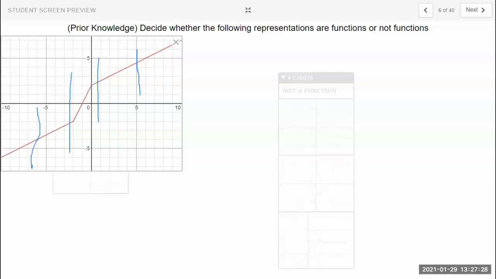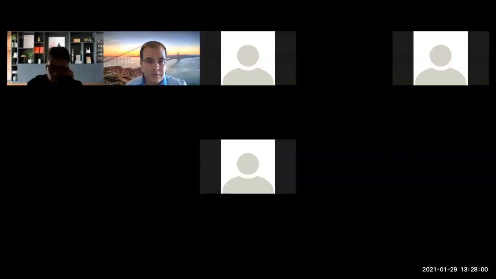Jalea, does that help a little bit or still confused? I'm still kind of confused. All right. Is there something specific that I'm saying that's not making sense? Kind of. The only thing that's not making sense is the vertical line test. I don't know how to describe it. Let's try this.